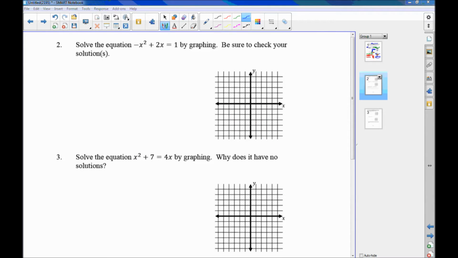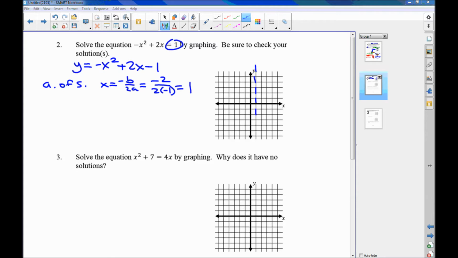Number 2. Solve the equation negative x squared plus 2x equals 1 by graphing. Once again, we're going to graph this function, negative x squared plus 2x, and then we need to move the 1 over so that it's equal to 0. We'll do our graphing here, axis of symmetry first. The axis of symmetry formula is x equals negative b over 2a. So that's negative 2 over 2 times negative 1. Negative 2 over negative 2 is 1. So our axis of symmetry is at 1.